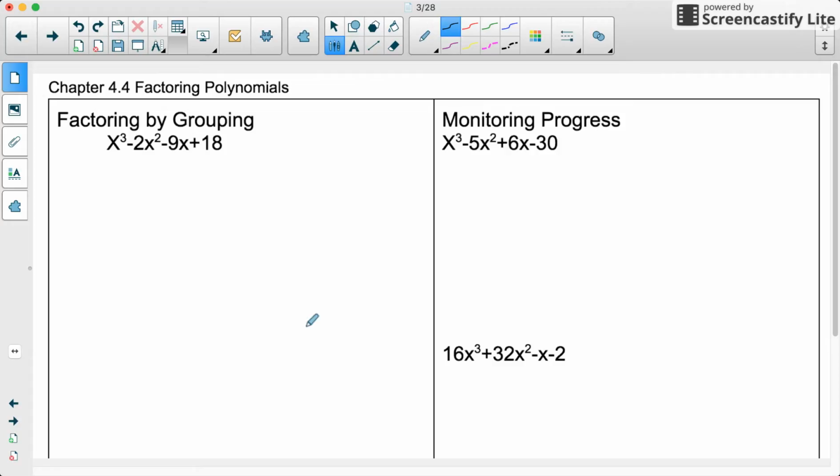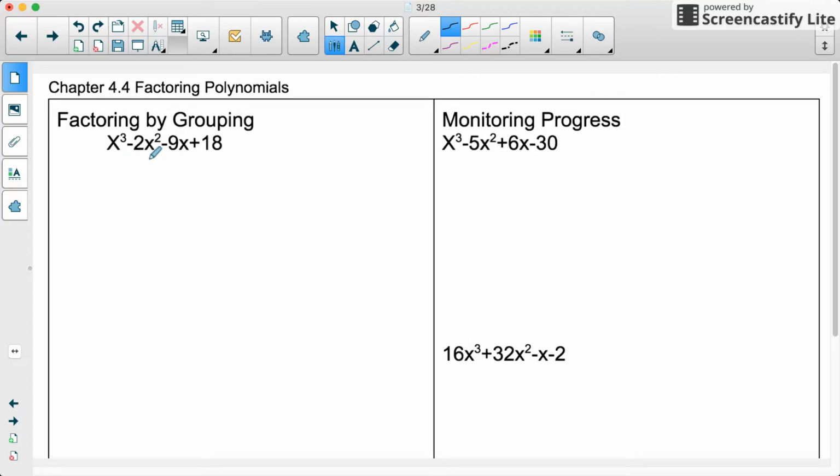Here we're factoring by grouping. Typically, when you see polynomials where you need to use factoring by grouping, you'll have at least four terms in your polynomial. So in this case, we have x to the third minus 2x squared minus 9x plus 18. And oftentimes they'll already be kind of grouped together.